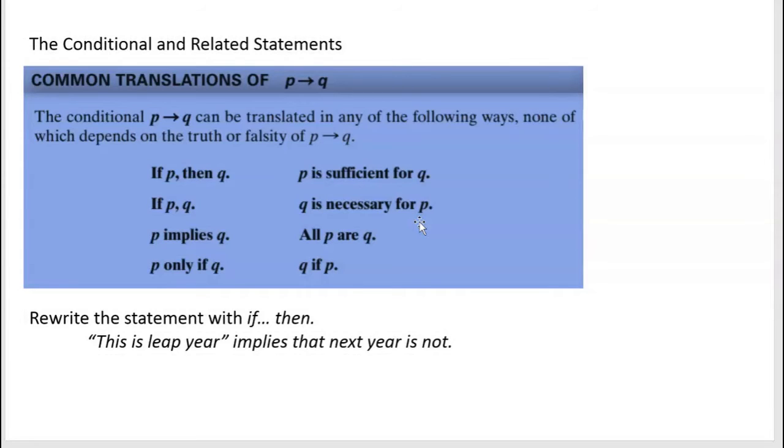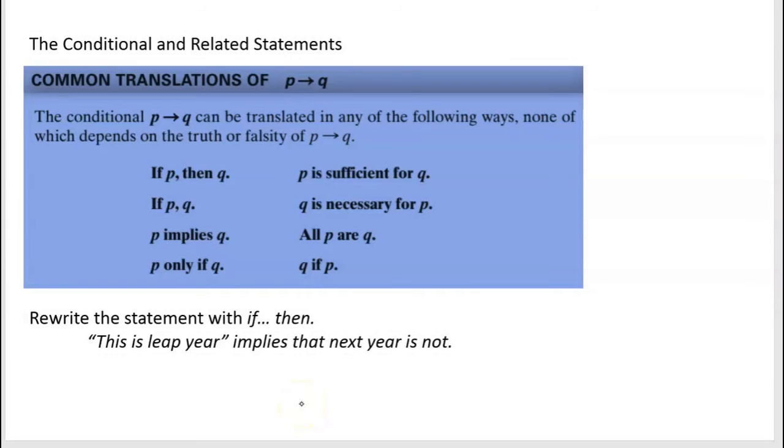This is a leap year. It seems like there's an A missing, and there may actually be, but we're going to go with it. This is a leap year, implies that next year is not. How could we write that? So this is one of those implies. Notice the order stays the same. If P, then Q. P implies Q. So this must be, if this is a leap year, then next year is not.